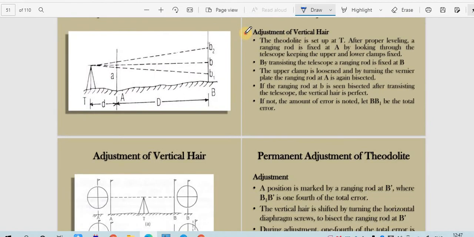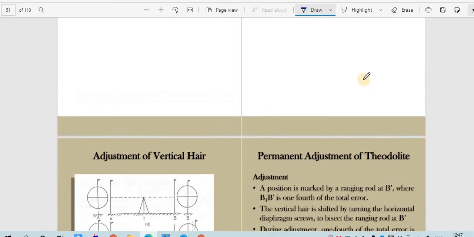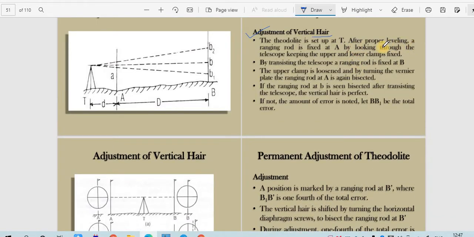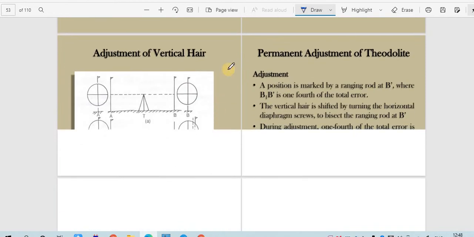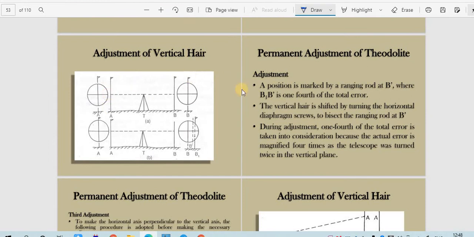Now you will have to do the adjustment for the vertical hair. So for the vertical hair, the theodolite is set up at T. Now the instrument has been set up at point T, after proper leveling, and a ranging rod is fixed at A by looking through the telescope, keeping the upper and lower clamp fixed. With the help of the telescope, you will fix a ranging rod at point A.